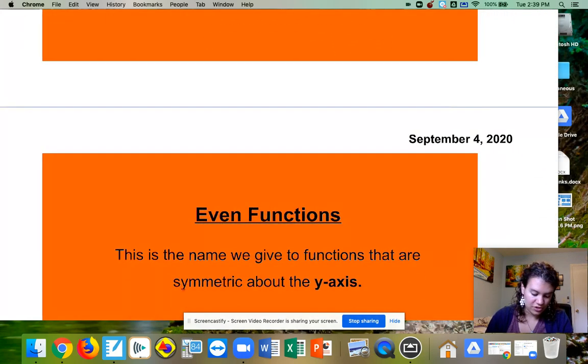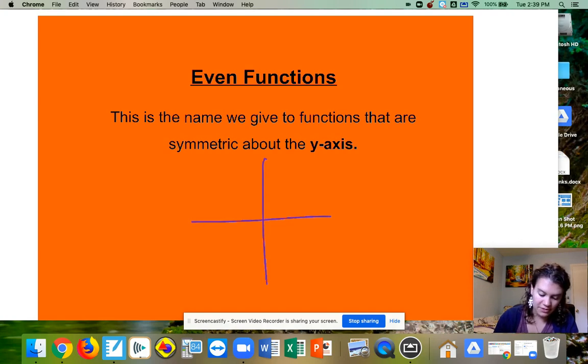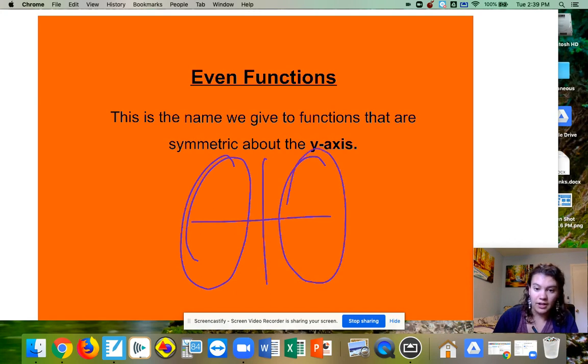So then function symmetry. A couple definitions here. An even function is a function that is symmetric about the y-axis. So you're looking at your y-axis here, and you want it to be the same on this side and the same on that side. So you can flip it over that y-axis and get a mirror image.